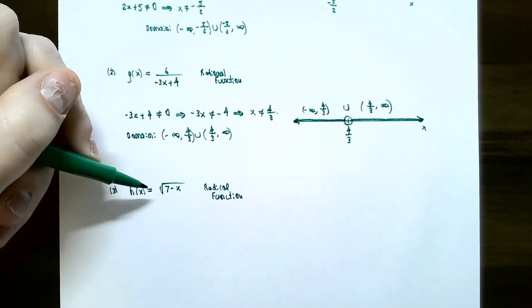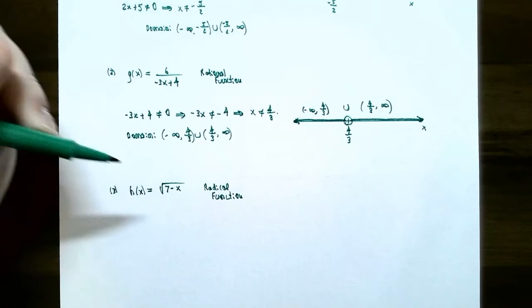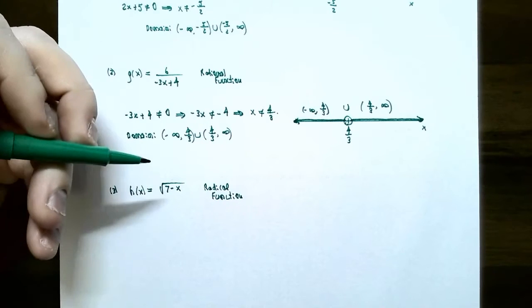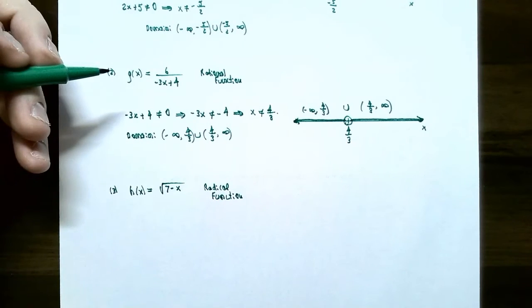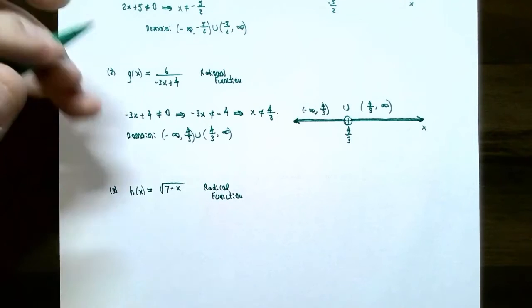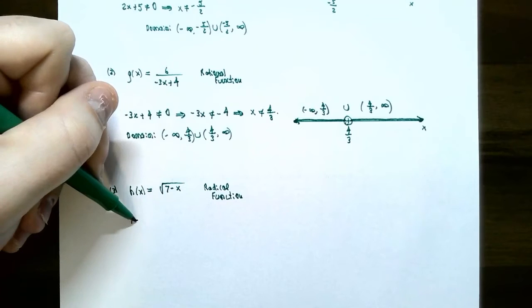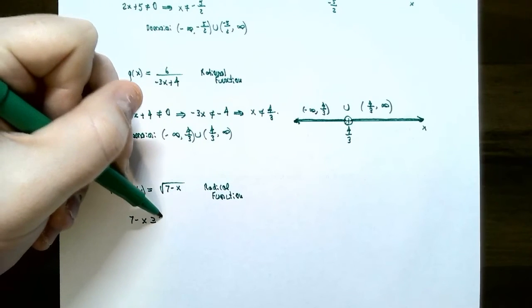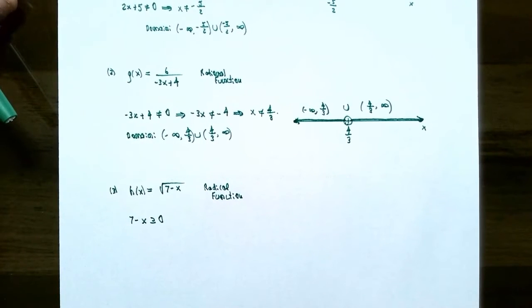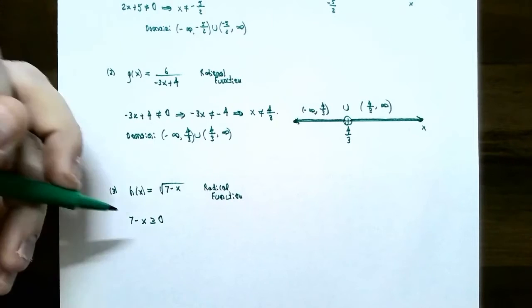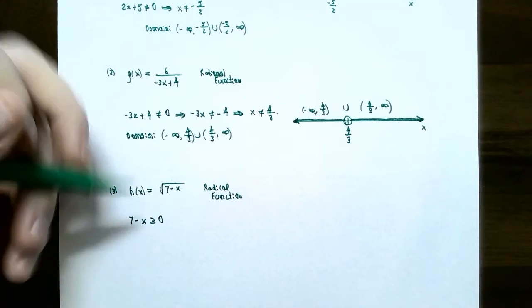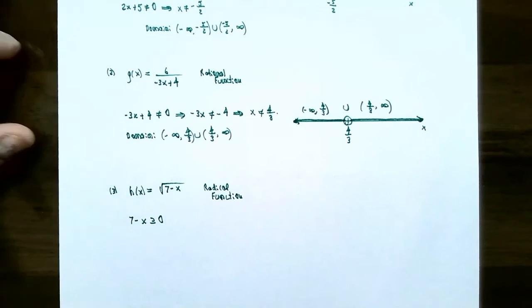If it's an even root, so like a square root like this function, what's inside the square root must be non-negative, which means it must be greater than 0 or equal to 0. So 7 minus x greater than or equal to 0. That's the inequality that you have to set up. So don't set it equal to 0. That doesn't tell you anything. You need to make sure you have it greater than 0 or equal to 0.